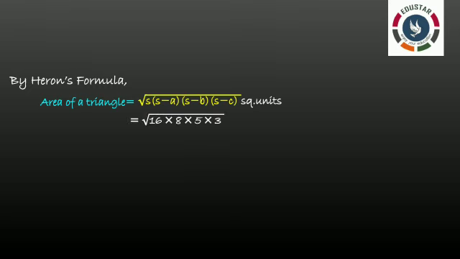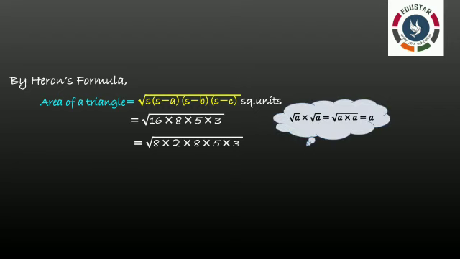So our next step will be square root of 16 into 8 into 5 into 3. Now see this step, guys. This 16 can be factorized as 8 into 2. So our next step will be square root of 8 into 2 into 8 into 5 into 3. See here, inside the square root we have two numbers which are repeating, that is 8 into 8.